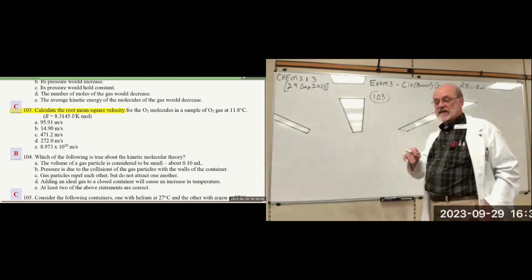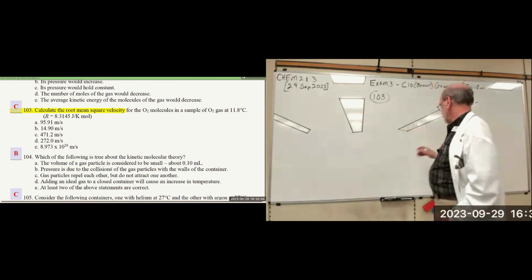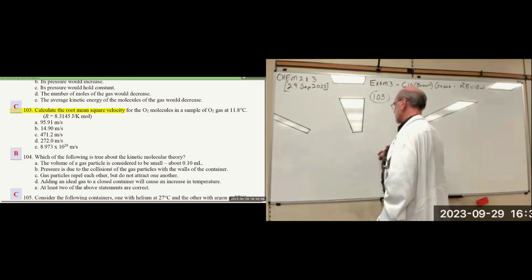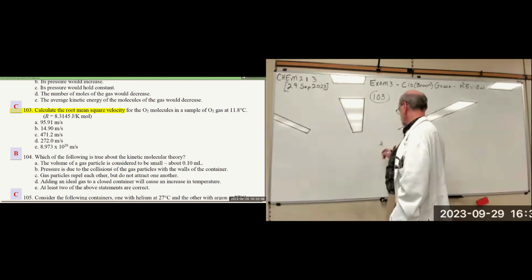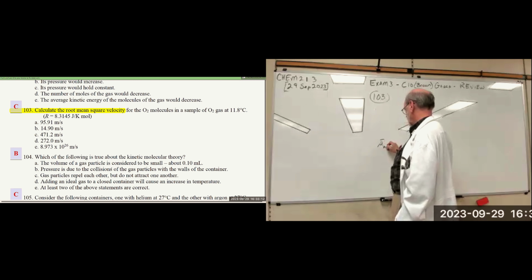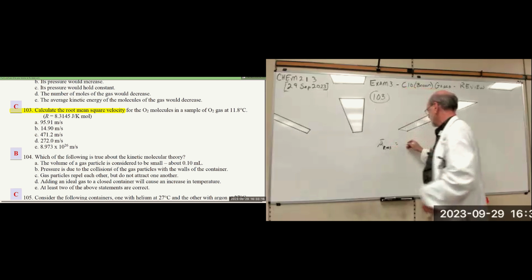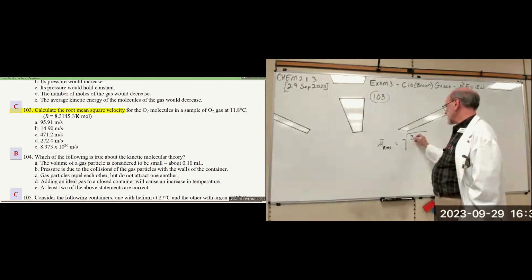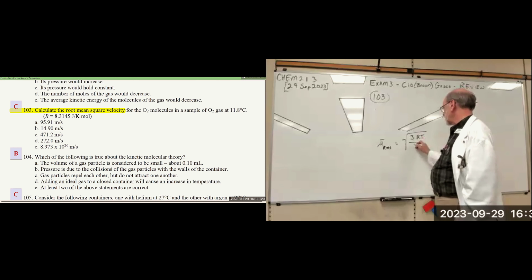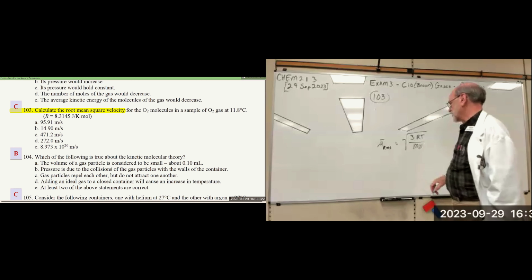Right. So we need, look it up, the root mean square velocity. Let's see, what do they use? They use a u, I think, or u rms, something like that. It's the square root of 3RT divided by the molar mass.